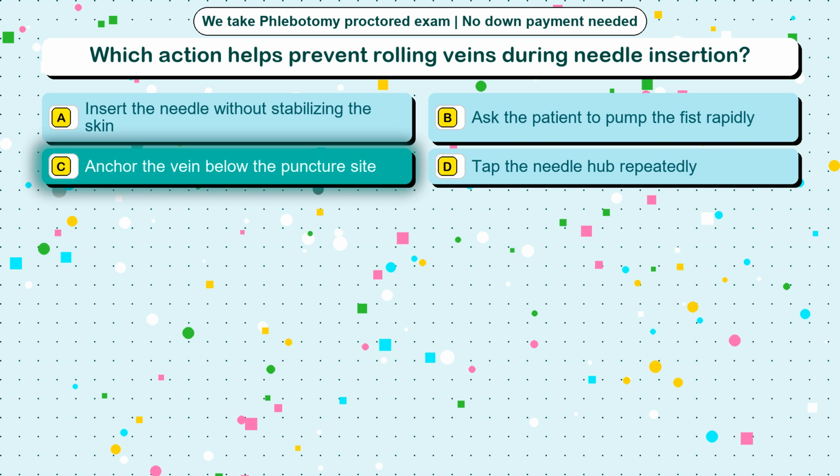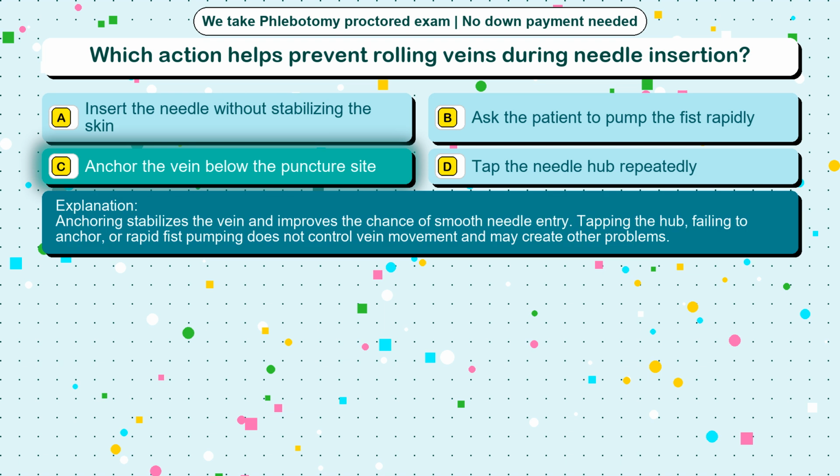The correct answer is option C. Anchor the vein below the puncture site. Anchoring stabilizes the vein and improves the chance of smooth needle entry. Tapping the hub, failing to anchor, or rapid fist pumping does not control vein movement and may create other problems.